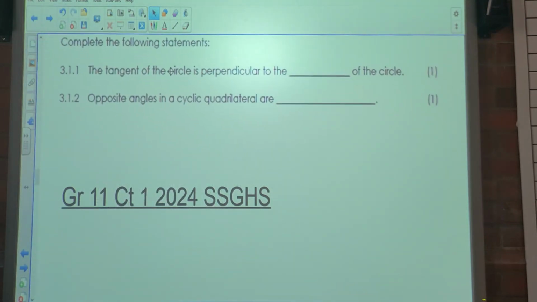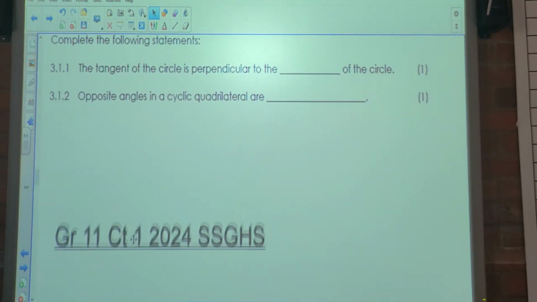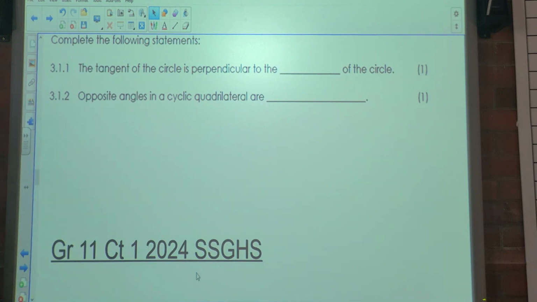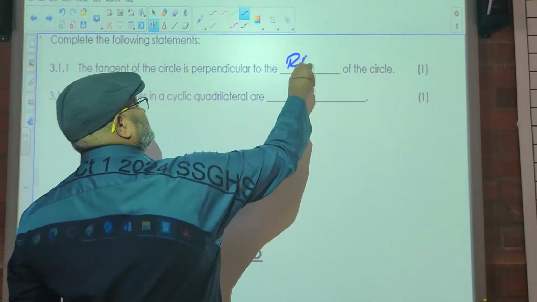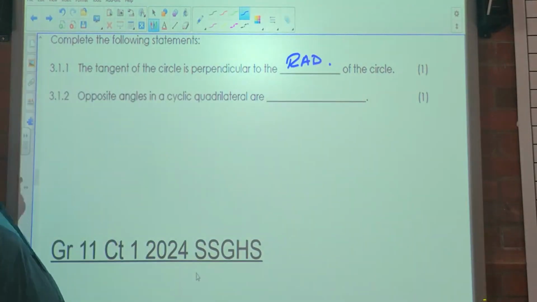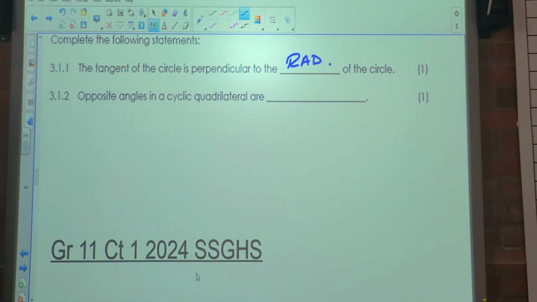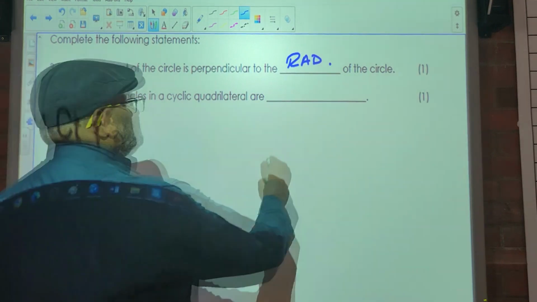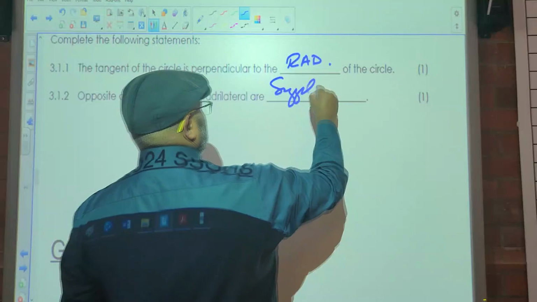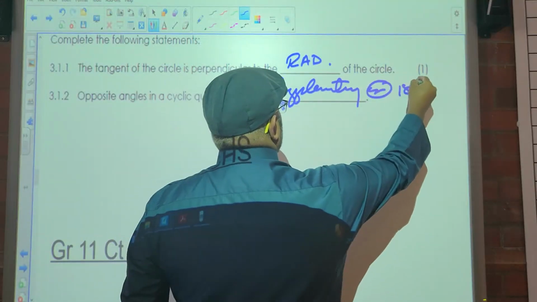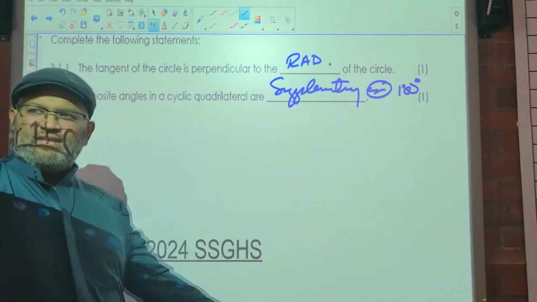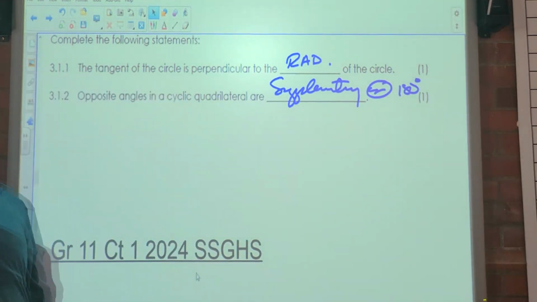Question 3.1. Complete the following statements. A tangent to a circle is perpendicular to the radius of the circle. Opposite angles in a cyclic quadrilateral are supplementary, or, if you had written 180, I would have also accepted that.